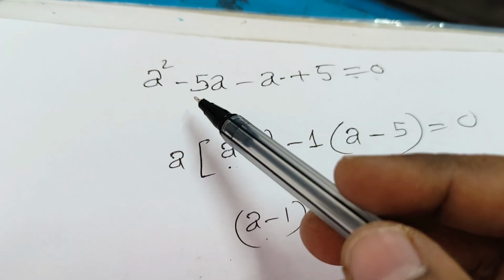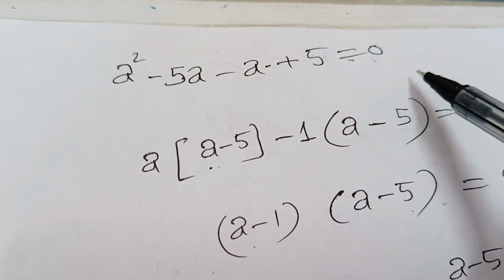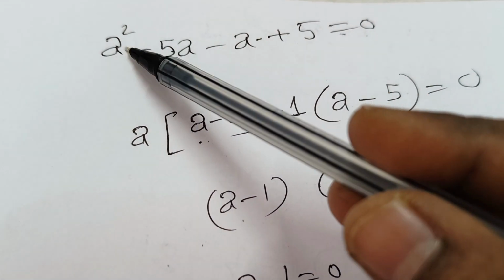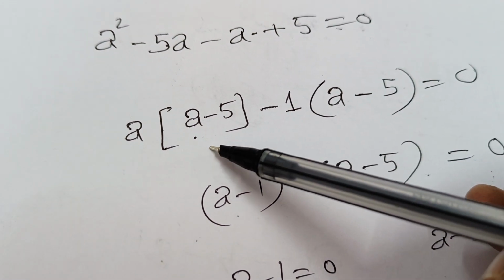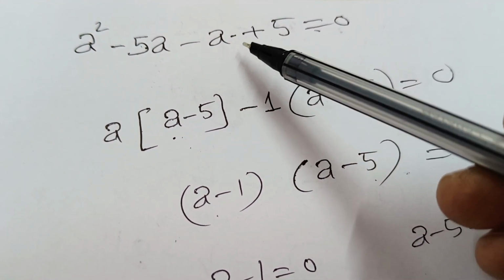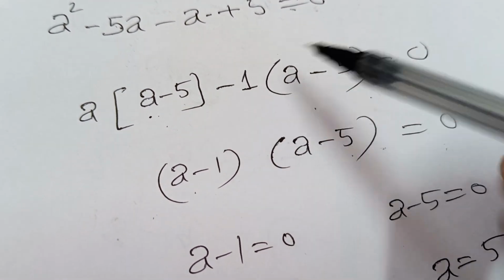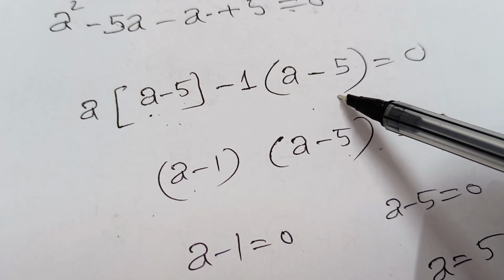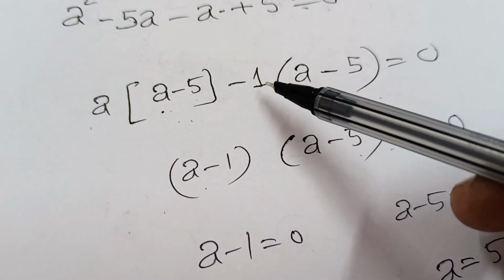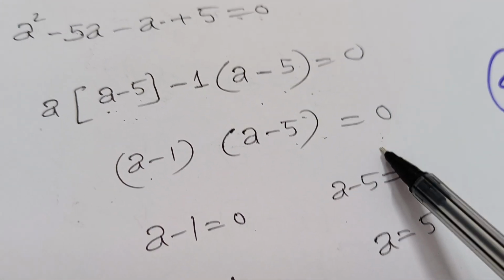So a square minus 6a can be written as a square minus 5a minus a plus 5 is equal to 0. So from these two terms I am taking a common. So a we are writing outside the bracket and inside a minus 5. From these two terms if I take minus 1 common, again it becomes a minus 5. So here we have a minus 5 two times. So we will write one time a minus 5 and this is a minus 1. So (a minus 1) into (a minus 5) is equal to 0.